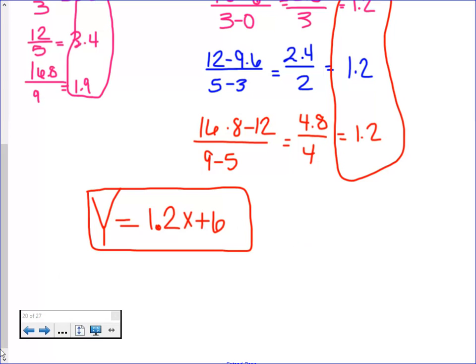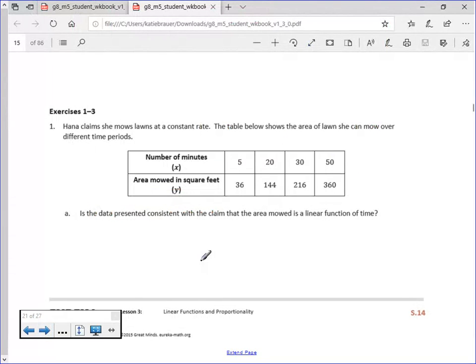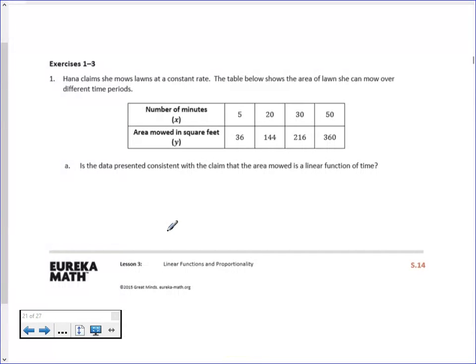All right, we're going to keep practicing this, so move on to the next page. Now we're looking at where it says exercises, and then it says 1 through 3. Hannah claims she mows lawns at a constant rate. The table below shows the area of lawns that she can mow over different periods of time. 5 minutes, 36 square feet. 20 minutes, 144 square feet. It asks if the data is consistent with the claim that she mows at a constant rate, or is it a linear function, basically, is what they're wanting to ask.